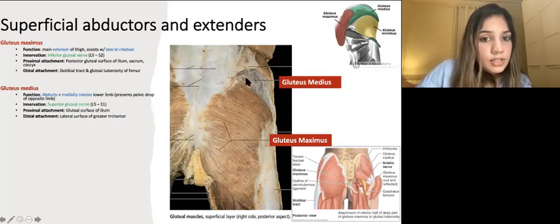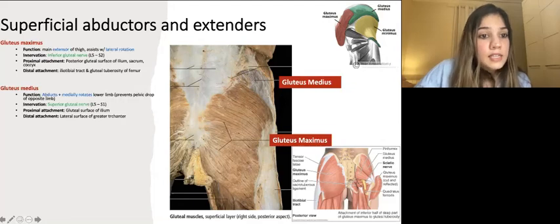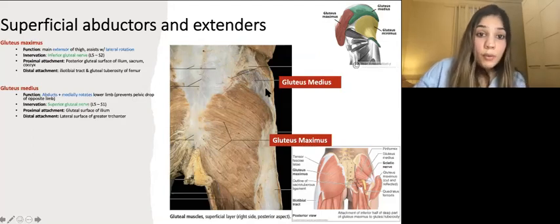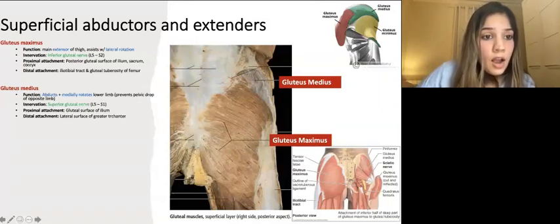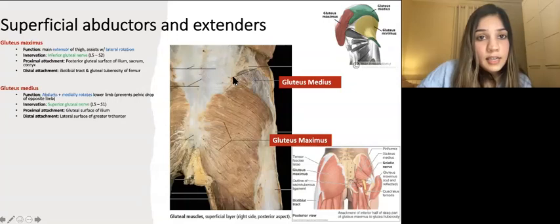And then we have the gluteus medius. So it abducts and medially rotates the lower limbs. So this is important in preventing a pelvic drop of the opposite limb. And this is innervated by the superior gluteal nerve. And proximally, it attaches to the gluteal surface of the ilium here, and it distally attaches to the lateral surface of the greater trochanter here.